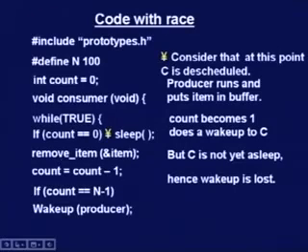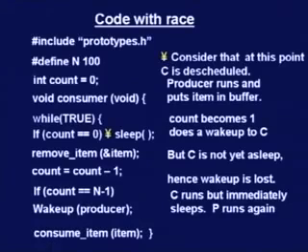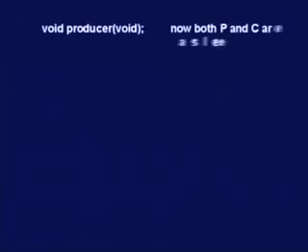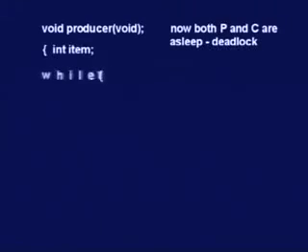So, it removes that item, decrements the count, count becomes count minus 1, and if the count is N minus 1, it wakes up the producer, which means that since the value was initially N, the producer must have gone to sleep. So, the consumer removes the item and consumes it. Let us look at the producer.